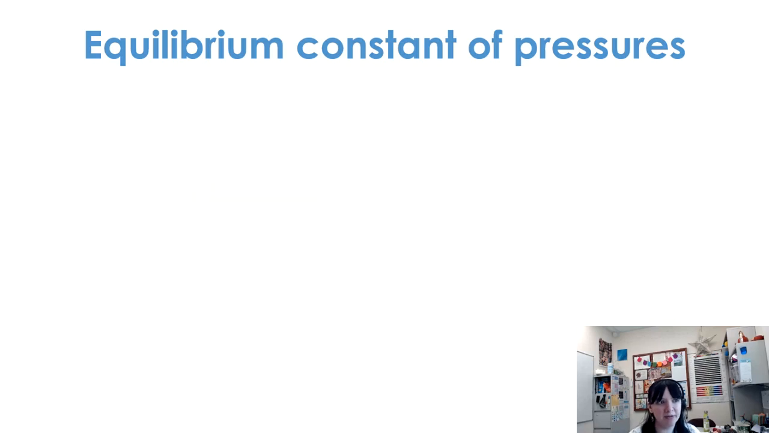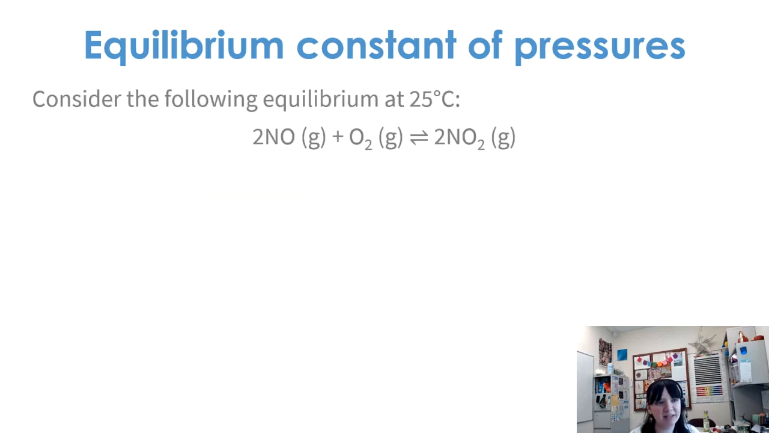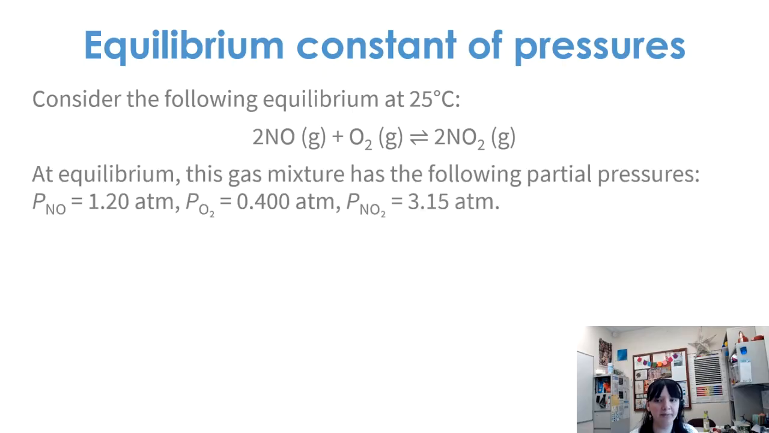All right, one last example, looking again at equilibrium constants of pressures, and how we actually use that equilibrium constant of pressure. So consider this reaction of nitrogen monoxide and oxygen gas forming nitrogen dioxide. Let's say I have a mixture of all of these gases at equilibrium, and I read the partial pressures of each of my reactants and products. The partial pressure of nitrogen monoxide is 1.20 atmospheres, the partial pressure of oxygen is 0.400 atmospheres, and the partial pressure of nitrogen dioxide is 3.15 atmospheres.